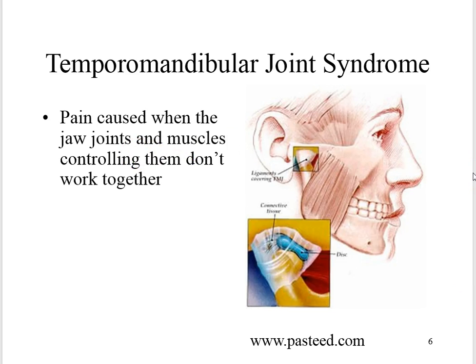Temporomandibular joint system, or TMJ. It's pain caused when the jaw joints and muscles controlling them don't work together. The TMJ connects the mandible, which is the lower jaw, to the temporal bone of the skull. Besides these two bones, the TMJ includes a complex of muscles, nerves, blood vessels, and cartilaginous discs. The muscles controlling the TMJ are predominantly the masticatory muscles, which are used for chewing, but the neck, shoulder, and back muscles may have an effect on the TMJ.